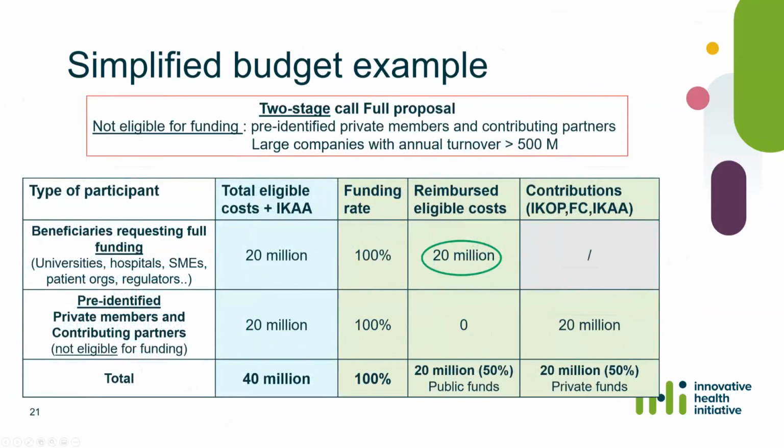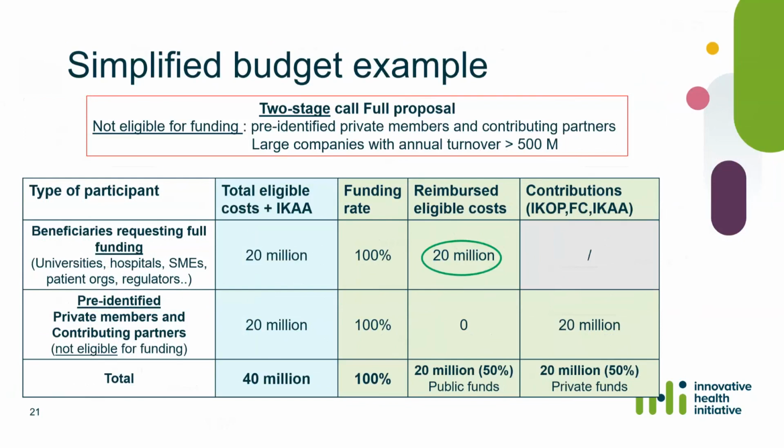So for 2-stage calls, since this webinar is for call 3, which is a single stage call, it's maybe less relevant, but still for your information, a 2-stage call is a bit less open. Some entities are not eligible for receiving funding. It's, for instance, the case of the pre-identified private members and contributing partners, or it's also the case of larger companies that have an annual turnover of more than 500 million.